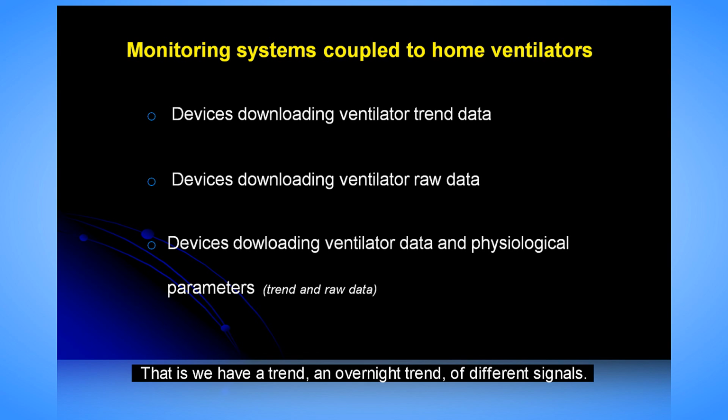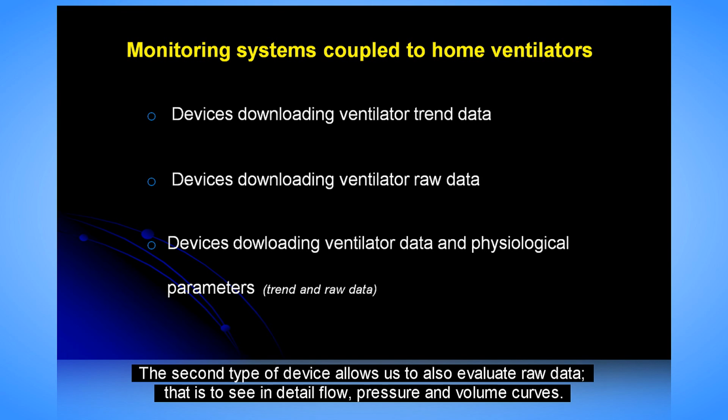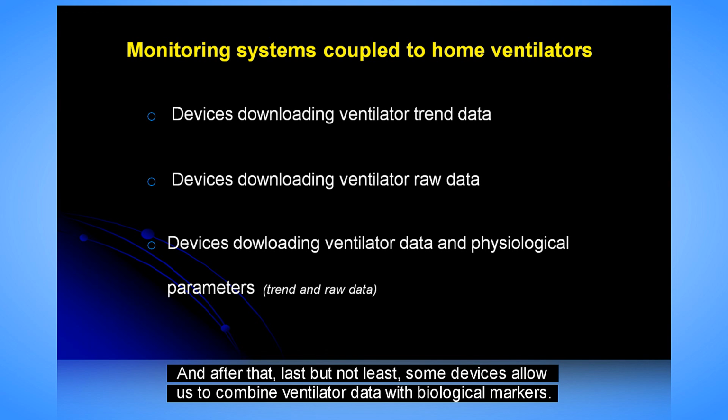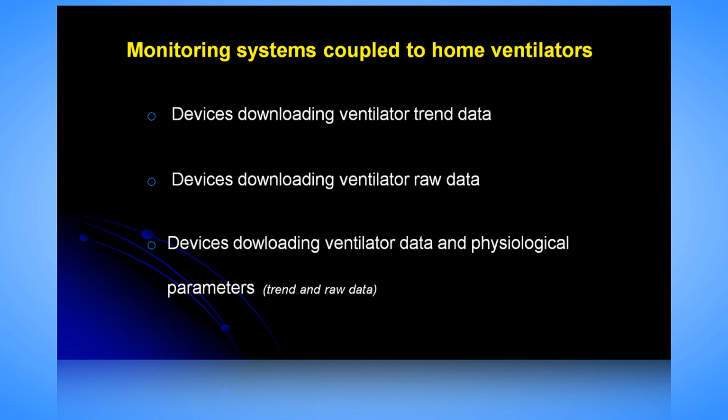That is, we have an overnight trend of different signals. The second type of device allows us also to evaluate raw data, that is, to see in detail flow, pressure, and volume curves. And last but not least, some devices allow us to combine ventilator data with biological markers.